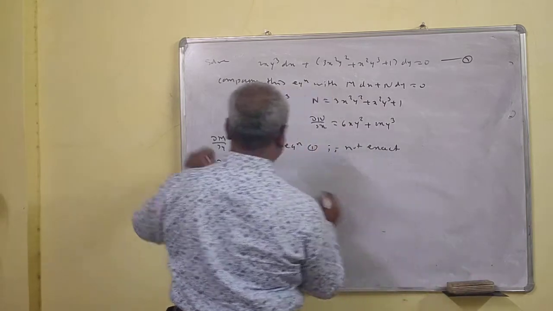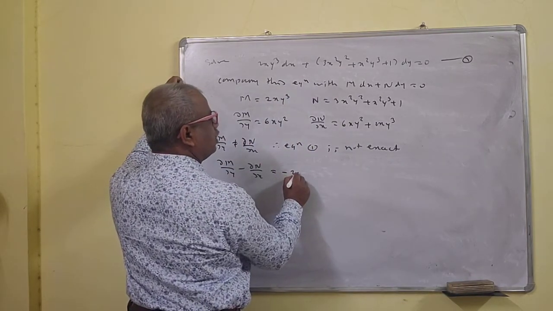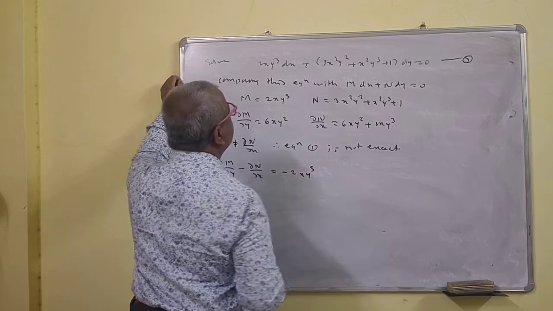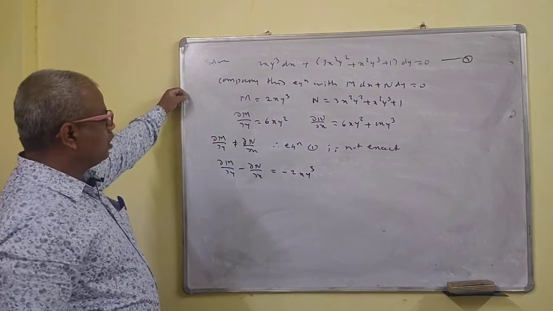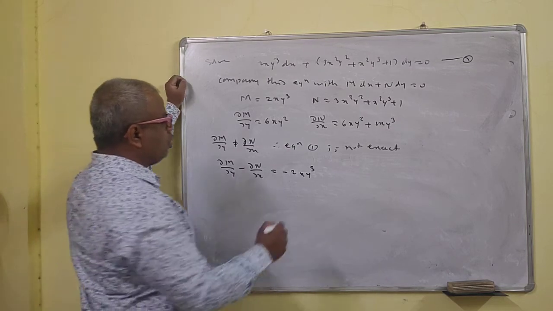∂m/∂y. This is what? 6xy² and 6y² get cancelled. So this is minus twice xy³. Minus twice xy³. Okay. So this is equal to what then?